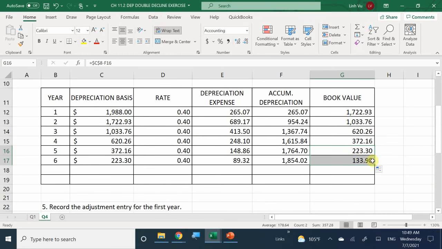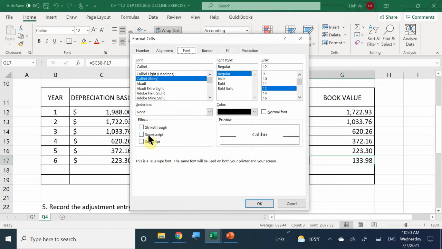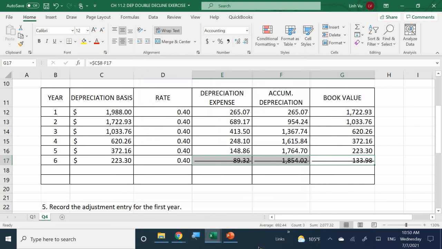So therefore, this cannot be. I have to start working backwards now. So what I'm going to do here is strike this through. I'm going to strike this through because that value cannot be there. But just so that you guys can look at the answers, you know where this number came from.